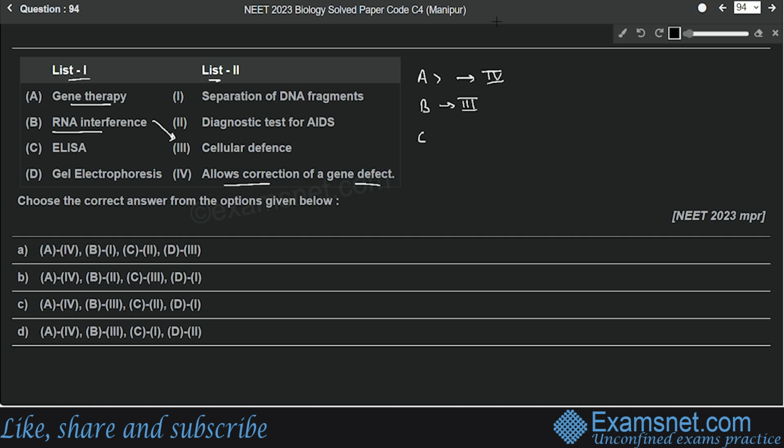Then C, ELISA. It is a common diagnostic test for AIDS. Therefore C will be matched with number 2. What happens in ELISA? It basically measures the amount of antibodies present in the blood. Then the last one is gel electrophoresis. Gel electrophoresis involves separation of DNA fragments according to molecular size and charge. So D will be matched with number 1. So the correct answer will be option number C.